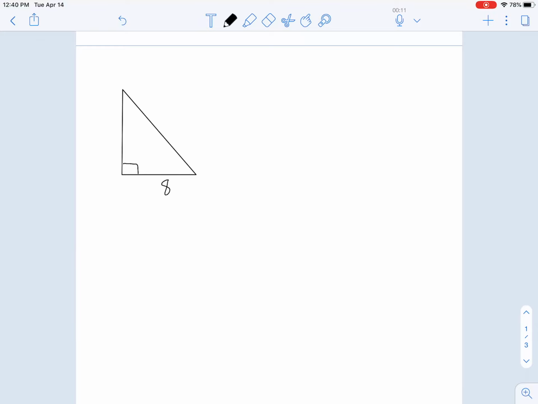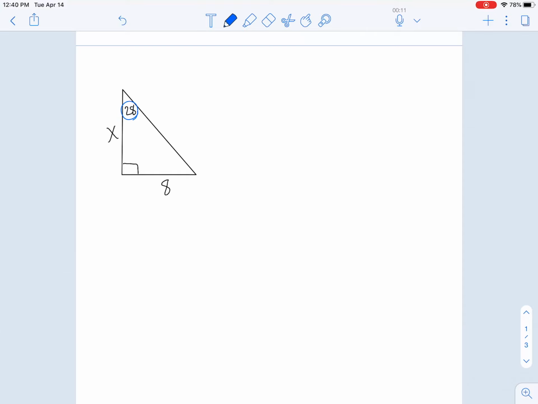I have an 8, an X, and a 28 in the corner. Okay, so the thing that is inside or by a corner, that is my angle. So in this case, my angle is 28.